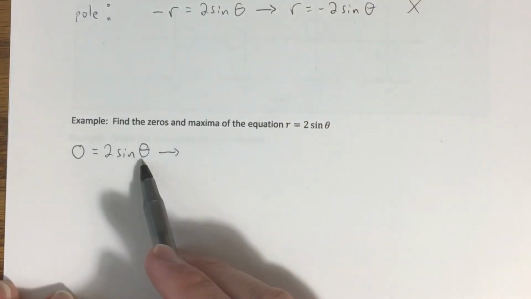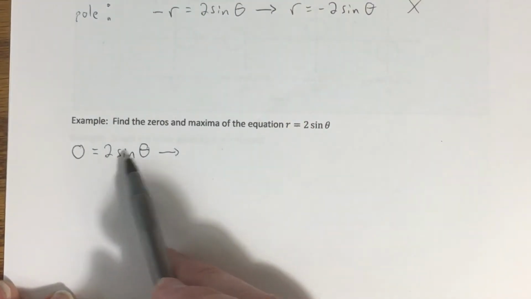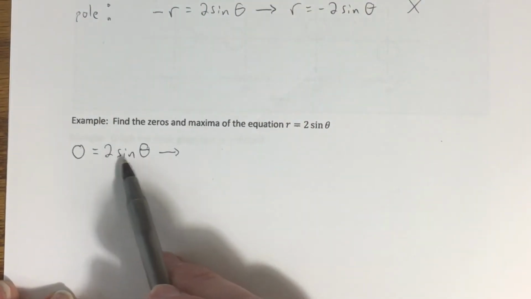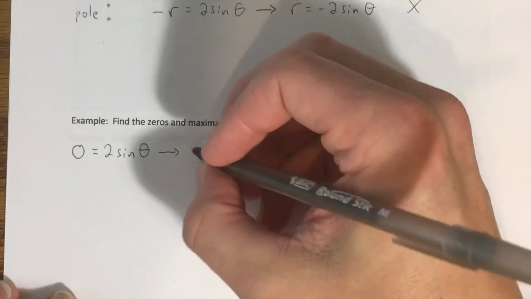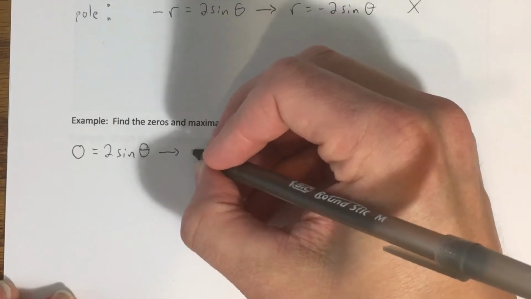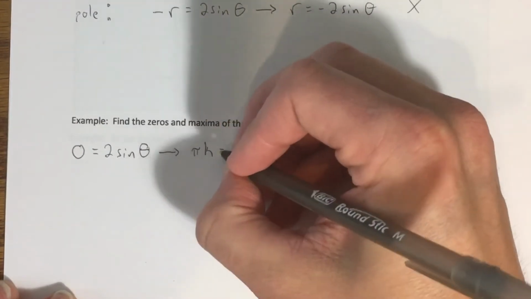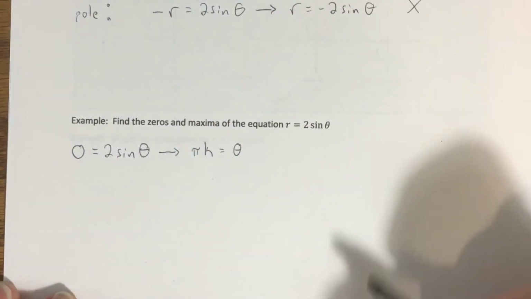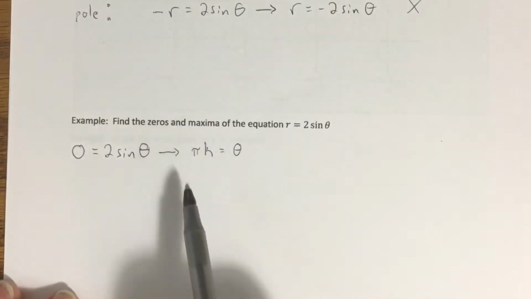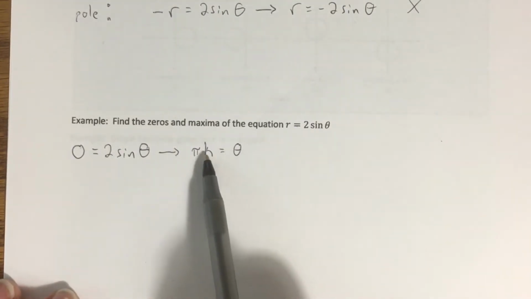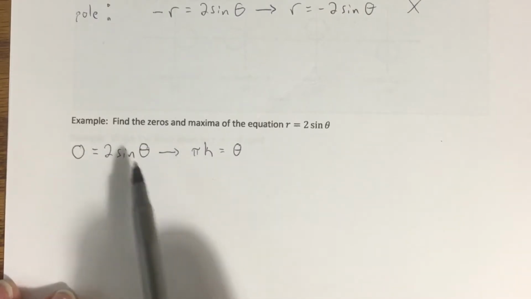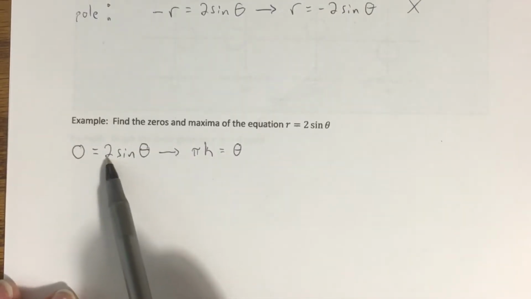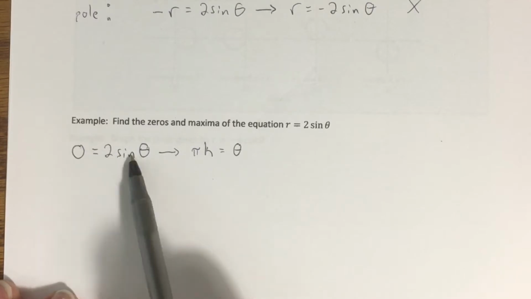Okay, 2 times sine of theta will equal 0 if sine of theta is equal to 0. And that happens at every multiple of pi. Theta equals pi k. Now, oftentimes, it's not really the values of theta that are the most important thing to know when finding the zeros, but rather that this equation has a solution at all.